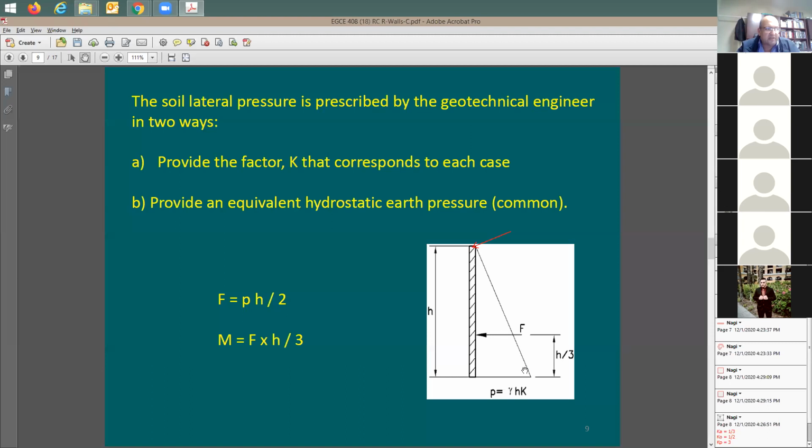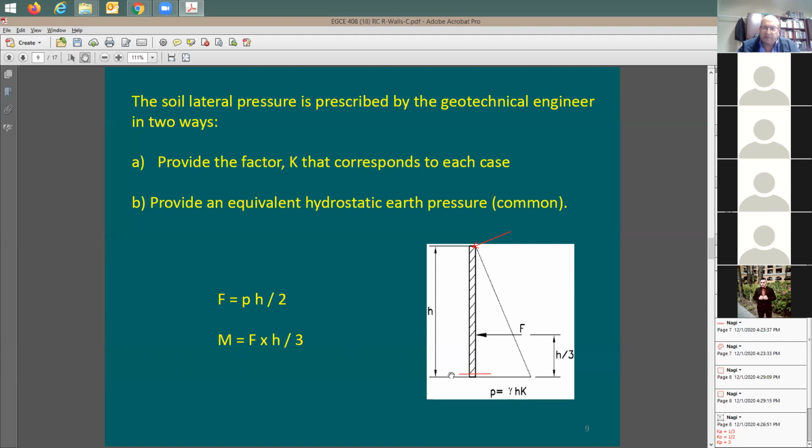Now, when you have your triangular distribution, where is going to be the CG of it? Where is the force going to be located? I'm going to say it's going to be located at 1/3 of the height. This gave me the CG of this triangular distribution of the stress. So, if you'd like to take the moment about the base, the moment is going to be equal to the force F multiplied by the moment arm, FH divided by 3. Now, this explains where the lateral force is coming from, and where the moment is coming from.